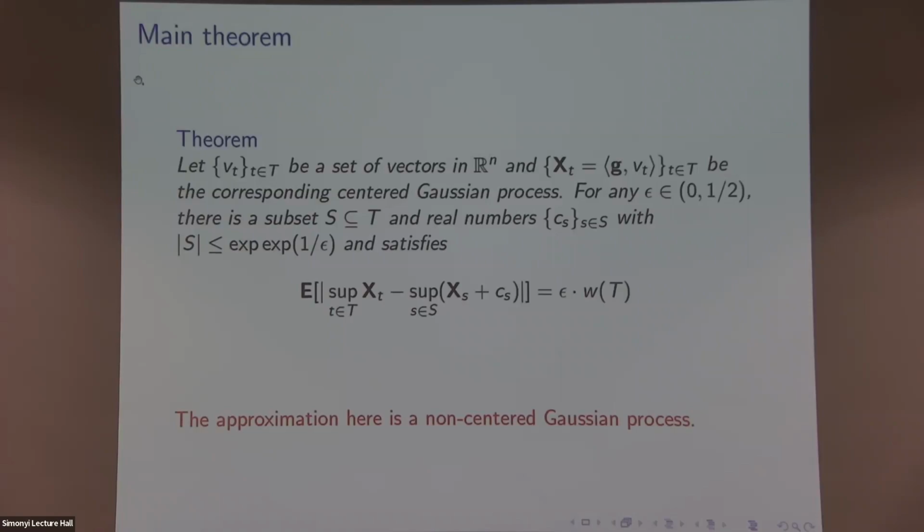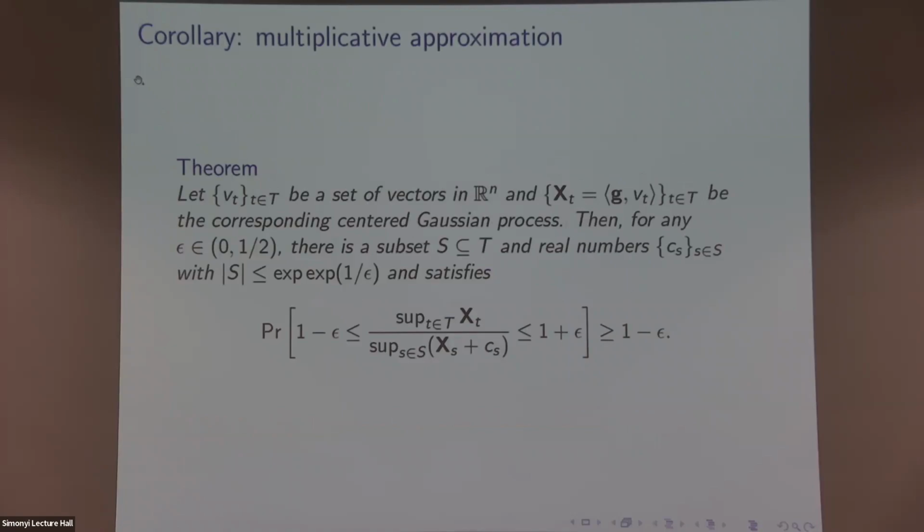The main thing is that the quality of the number of vectors we are using is independent of the dimension. You can write it in a slightly different form. This is a particular form I think is interesting: from the expected absolute value of the error being small, you can also show that with high probability, the sup of the original Gaussian process versus its approximation is within a 1 plus minus epsilon factor, with probability at least 1 minus epsilon.